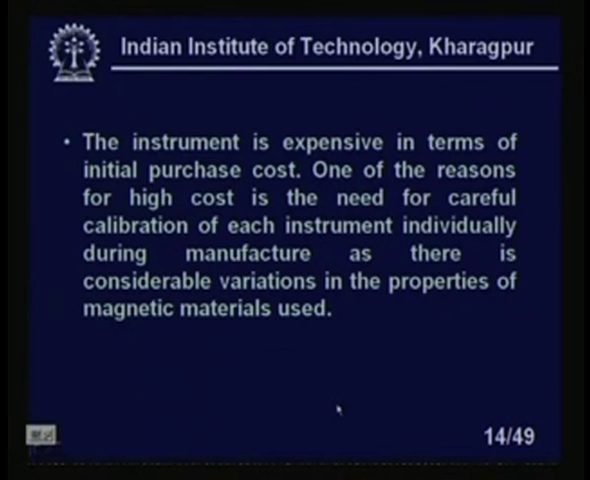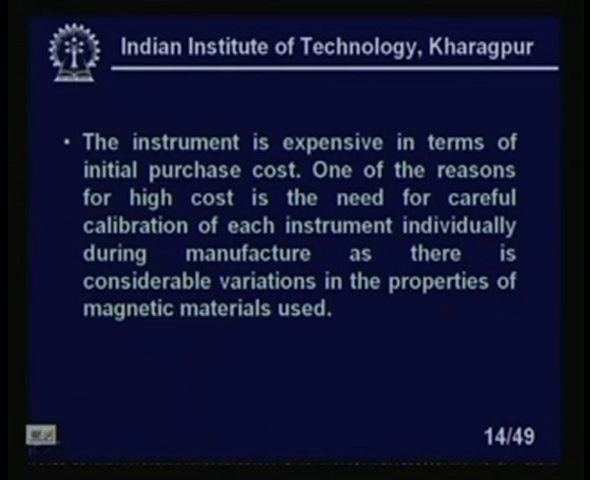Now, the instrument is expensive, as I told you earlier, in terms of initial purchase cost, because the cost of the inner liner of the pipe and the cost of the electrodes are also expensive, and the cost of calibration is also quite high. One of the reasons for the high cost is the need for careful calibration of each instrument individually during manufacture, as there is considerable variation in the properties of the magnetic material used. It is very difficult to predict the value of B you will get. So it will slightly vary, even though you are giving some coil, a slight reorientation or slight misalignment of the coil will give a different value of B.